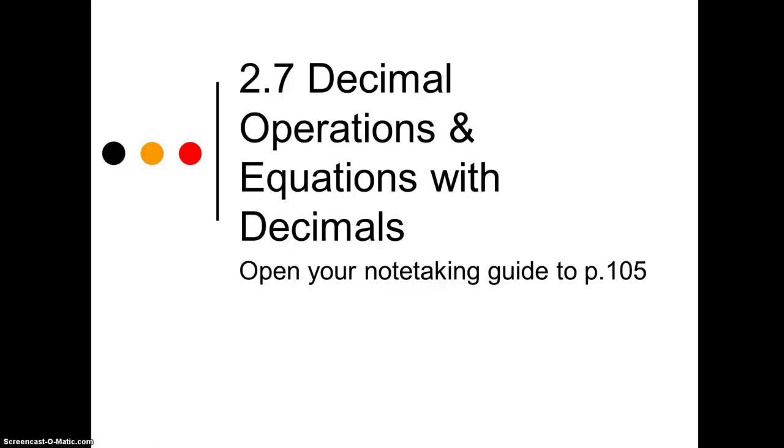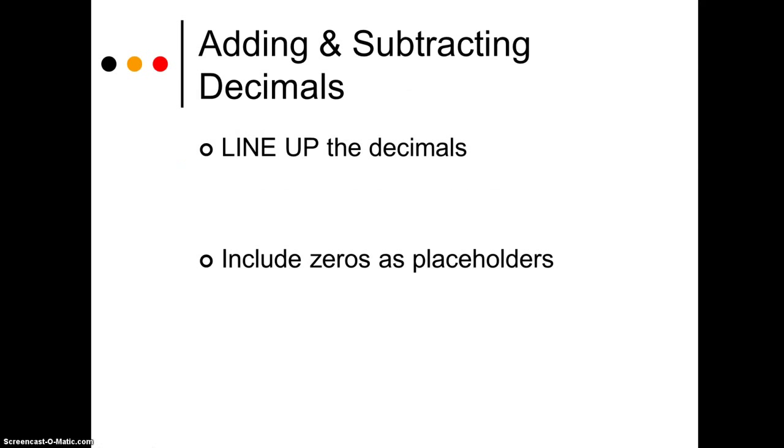Lesson 2.7, Decimal Operations and Equations with Decimals. Let's refresh your memory about how to add and subtract decimals. When you add and subtract decimals, you want to line up the decimals. And remember that if you need to, let's say you're adding 5 plus 4.2, you use 0 as a placeholder.